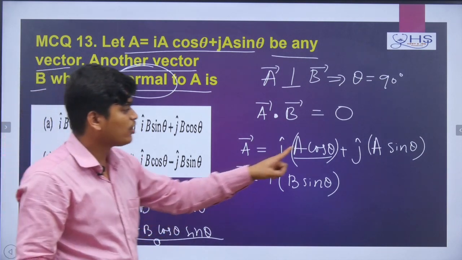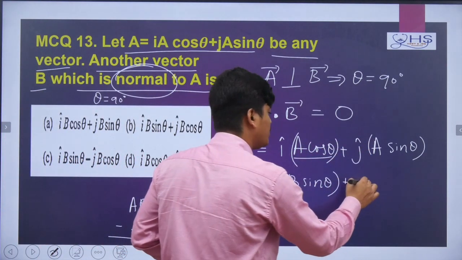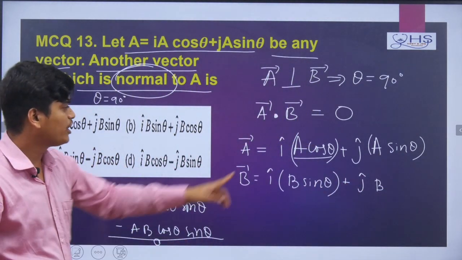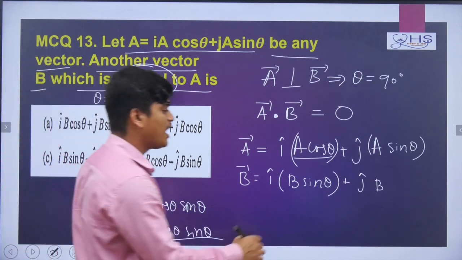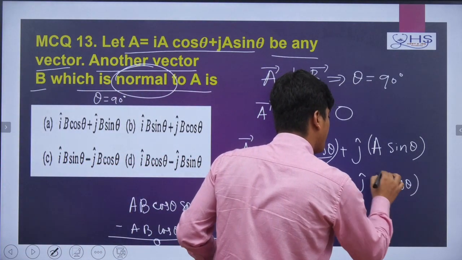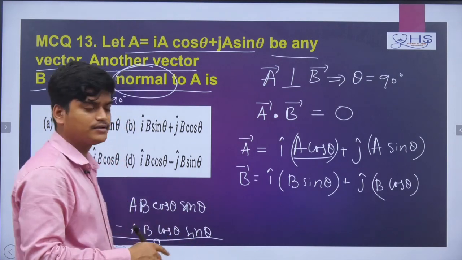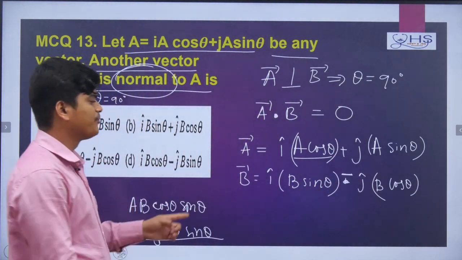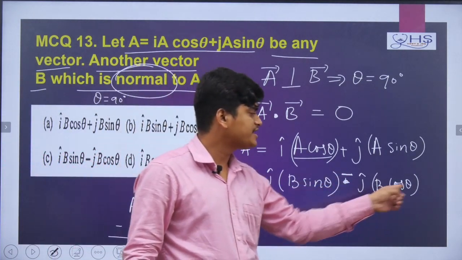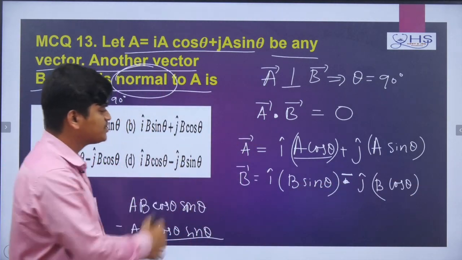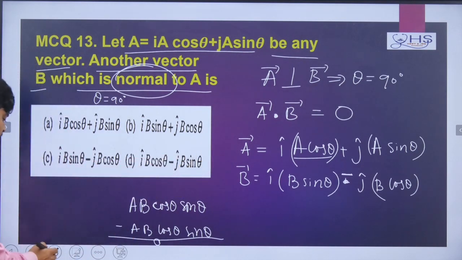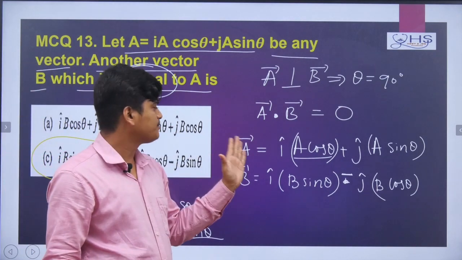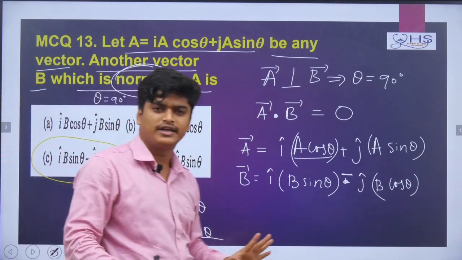So here A is already there, then what I can take is B, another B, and sin theta is already there, so I need another cos theta, and I also need a negative sign. So I'll consider this as a minus. So how much is it coming? I cap B sin theta minus J cap B cos theta. Now if we do this multiplication A dot B, it will come perfectly 0. Okay, so without calculating anything else, just by taking from options we are calculating the answer.